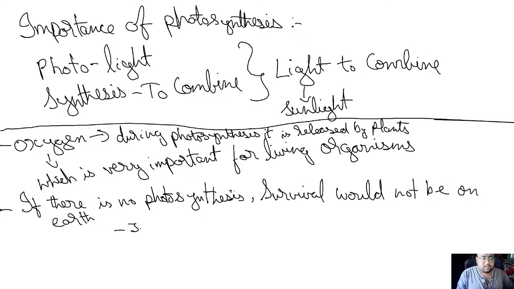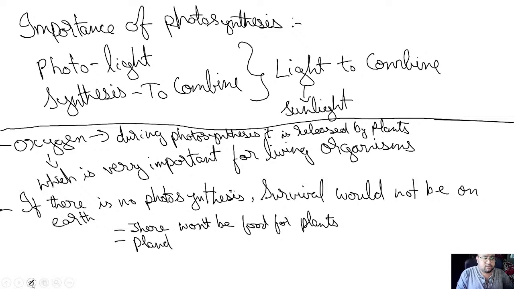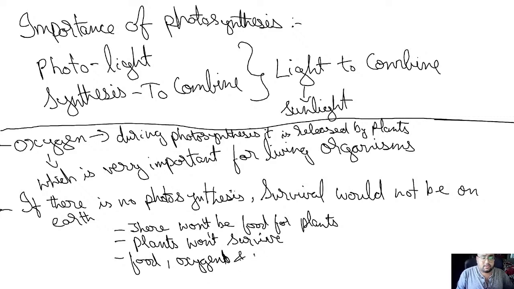If there is no photosynthesis, there won't be food for plants. If there is no food for plants, plants won't survive. And if they don't survive, we don't get food, we won't get oxygen, and we don't get natural shelter. So this is how photosynthesis is important in our life. It is not only useful for plants, it is useful for all living organisms.